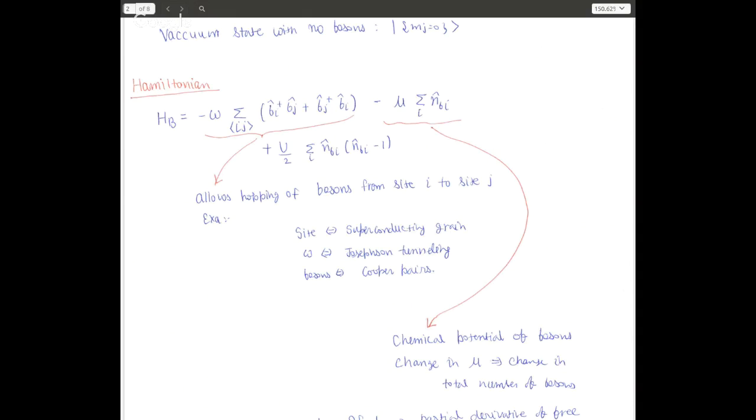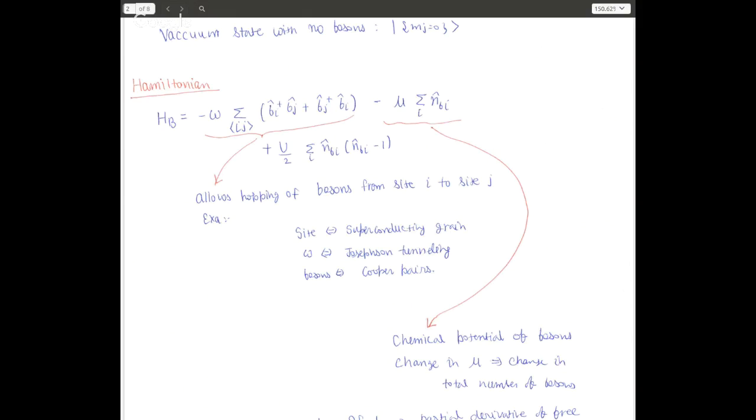The -1 is there due to the fact that each boson experiences repulsion from the rest of the bosons. So if there are n bosons, then the nth boson will experience repulsion coming from n minus 1 other bosons. Okay. That's why the scaling also goes as n squared.